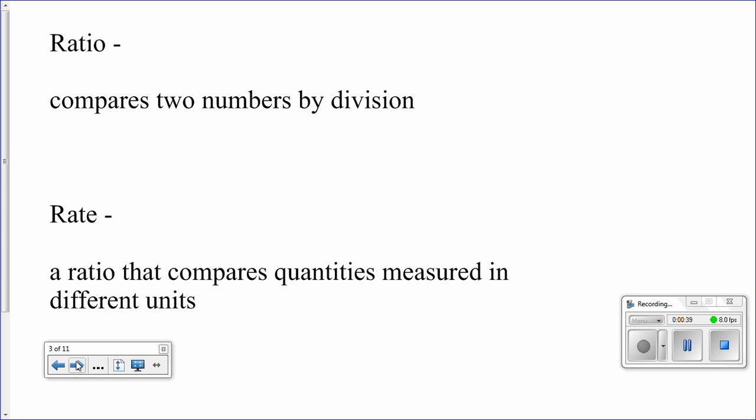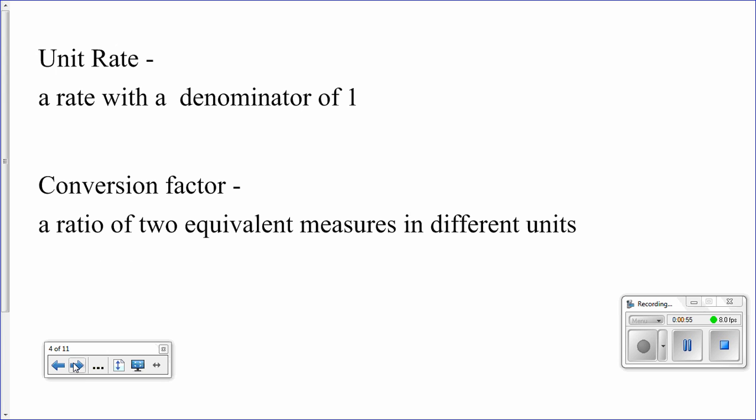A ratio compares two numbers by division. A rate is a ratio that compares quantities measured in different units. So in a ratio, the units of measure are the same. In a rate, they are different. A unit rate is a rate with a denominator of 1. And a conversion factor is a ratio of two equivalent measures in different units.